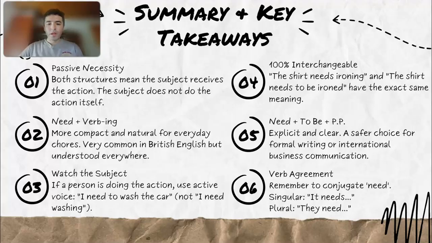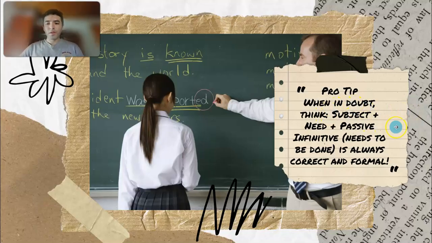Number 5. Need plus to be plus past participle. In this case, it is explicit and clear. A safer choice for formal writing or international business communications. And number 6, the final, verb agreement. Remember to conjugate need according to the subject, for example, singular, it needs, plural, they need, okay? Pro tip: when in doubt, think subject plus need plus passive infinitive, needs to be done. It's always correct and formal, okay?